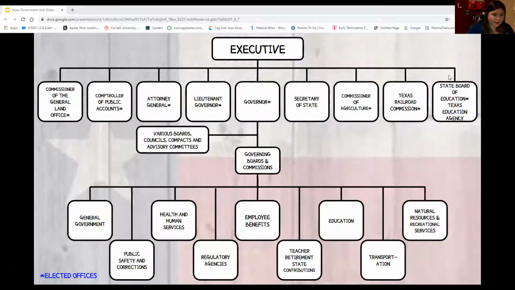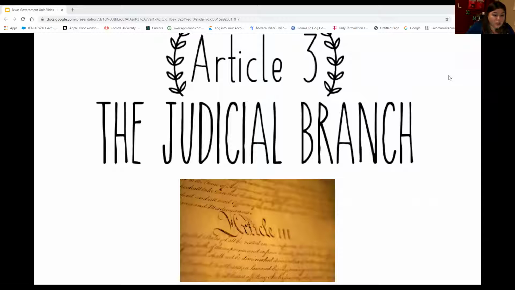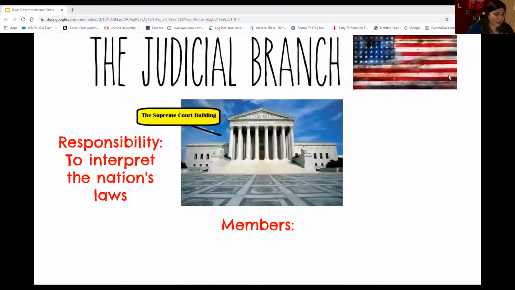All right, let's look at the judicial branch. Again, judging the laws. They are there to interpret those laws. So inside of the federal area, the responsibilities of the judicial branch is going to be to interpret the nation's laws. So please write that down in the responsibilities.